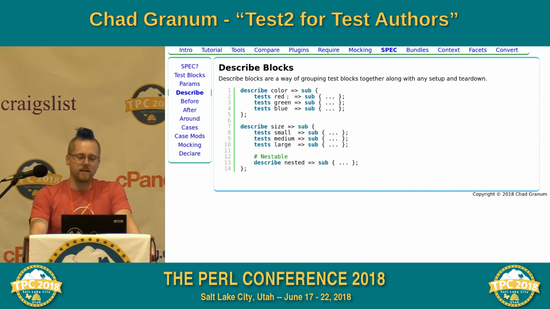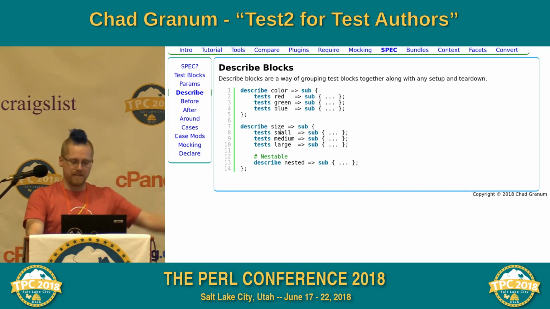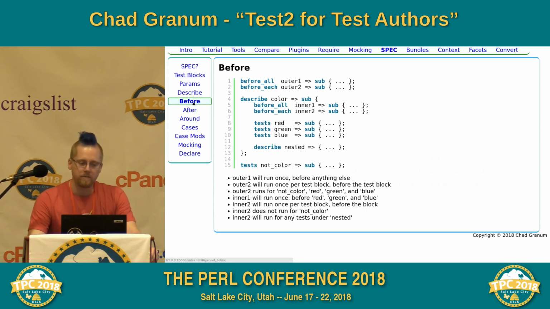Describe. A describe lets you group these test blocks. So let's describe color. We'll test red, green, and blue. We'll describe size and test small, medium, and large. And we can even nest describes under describes. Why is this useful? Because you can attach more behavior to these groups. Before all, run this sub. That means it'll be run once before it runs all the test blocks. Before each. This means it'll be run before each test runs. So it'll be run multiple times, once per test block.